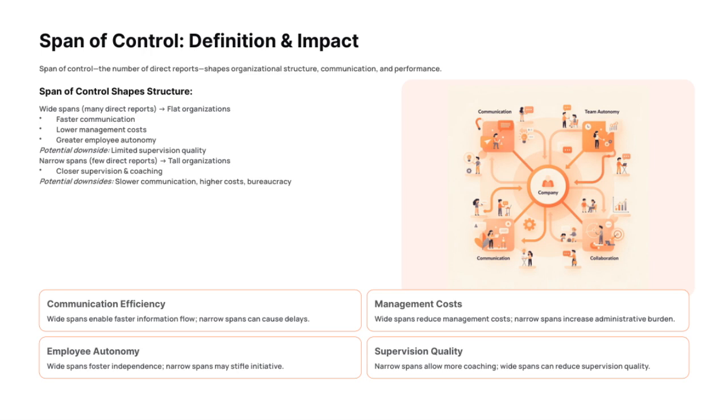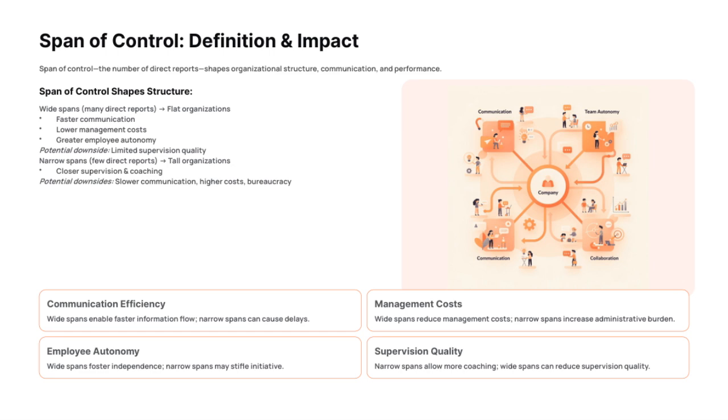Narrow spans allow for more coaching and supervision, which can be very beneficial for guiding employees closely. However, wide spans can reduce the quality of supervision because managers have less time to dedicate to each individual. When it comes to supervision quality, wide spans tend to foster greater independence among employees, encouraging them to take more initiative. On the other hand, narrow spans may sometimes stifle that initiative because employees might feel they need more oversight.